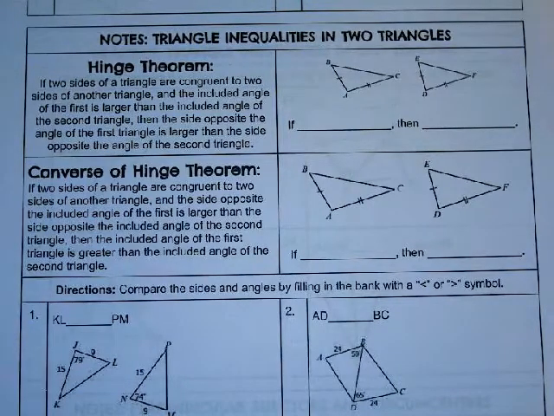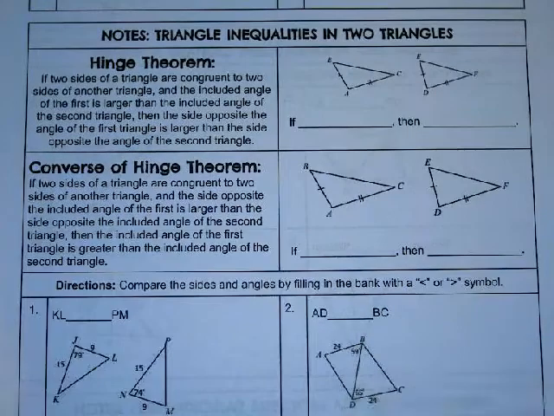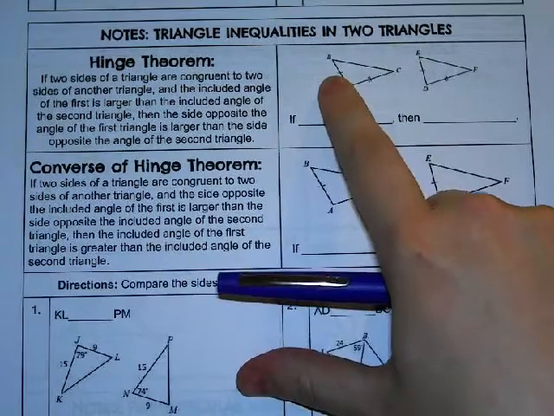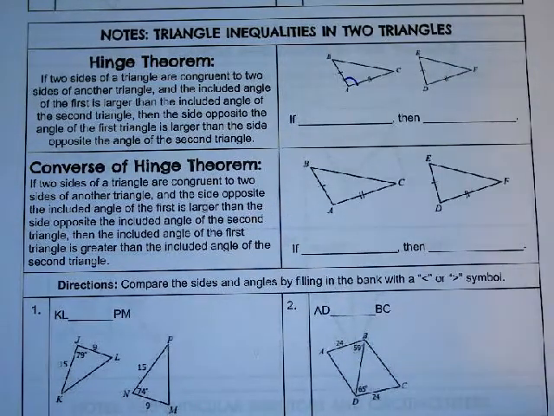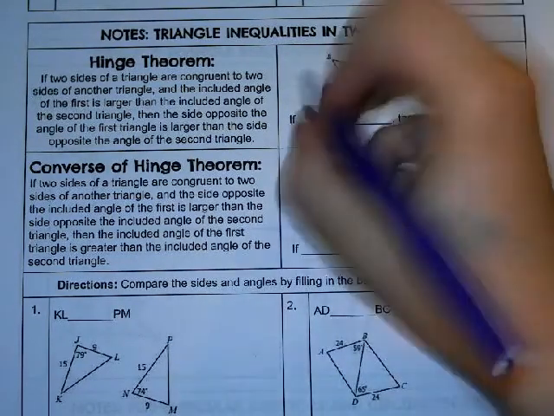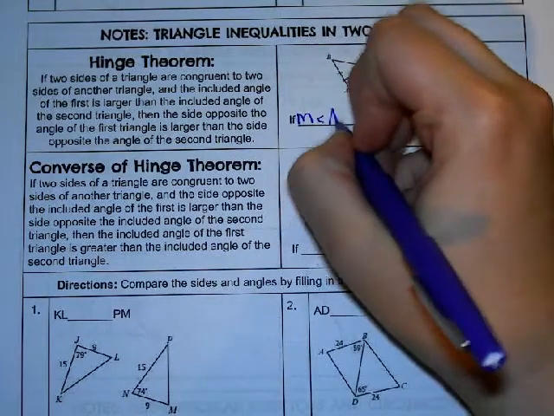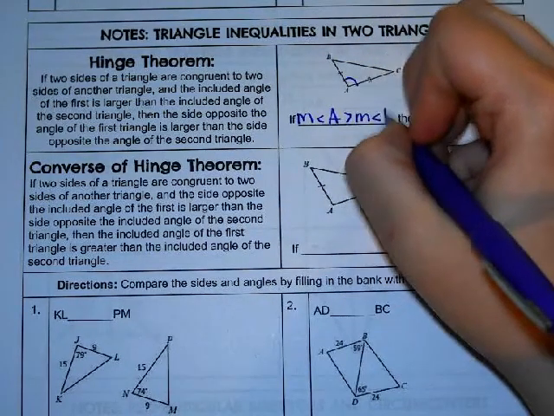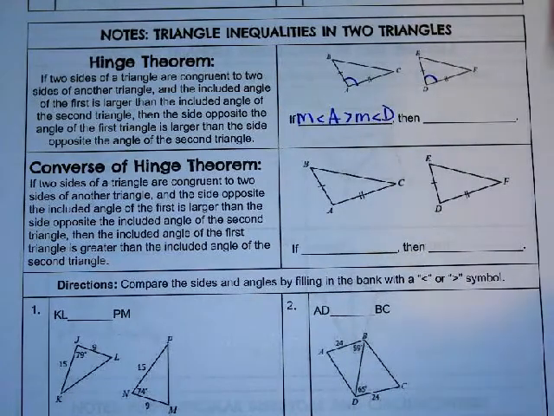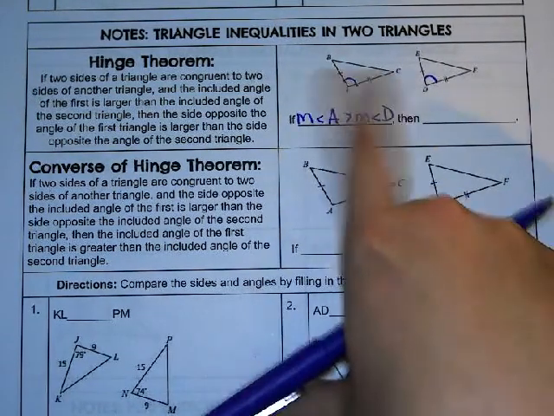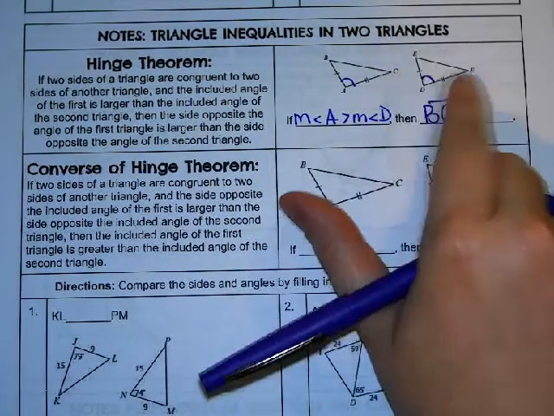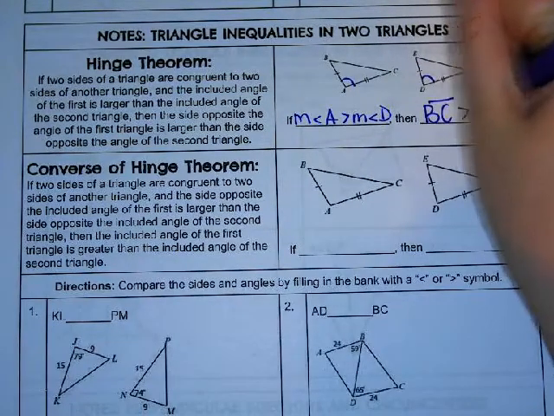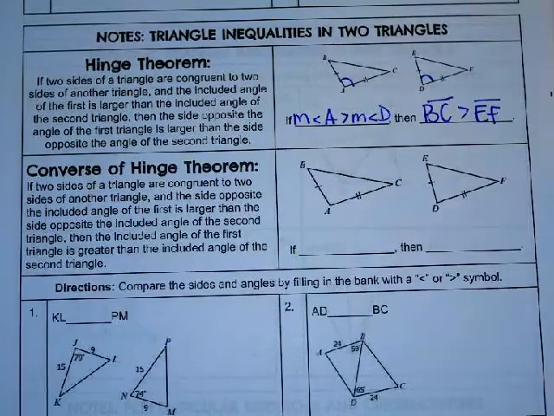What does that mean? That means if you look at these two triangles, here are my included sides. Side 1, side 2, included angle is A. Second triangle, side 1, side 2, included angle is D. That means if the measure of angle A is greater than the measure of angle D, then that means side BC, the non-included side, is greater than side EF, the non-included side of the second triangle.